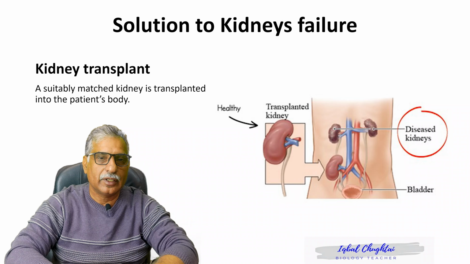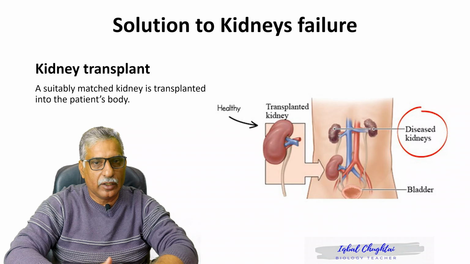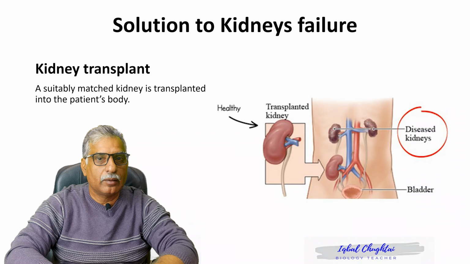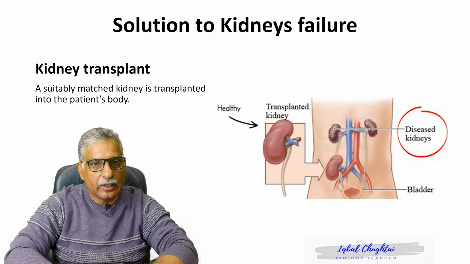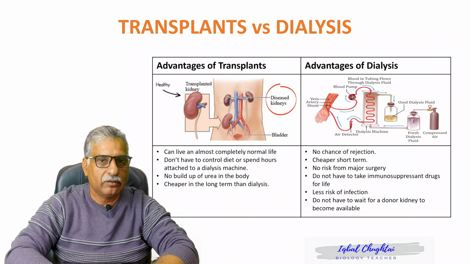But it is also not easy, because finding a matched kidney is also a problem. It may take many years to find a matched kidney. Second, a surgical procedure is involved. Third, immunity may get compromised here, because when the kidney transplant is done, the recipient is given drugs that reduce immunity, and in that case the person is likely to suffer from other infections. So again, it is a bit problematic. But if the kidney transplant is successful, it is much better and a permanent solution for kidney failure when compared to dialysis.